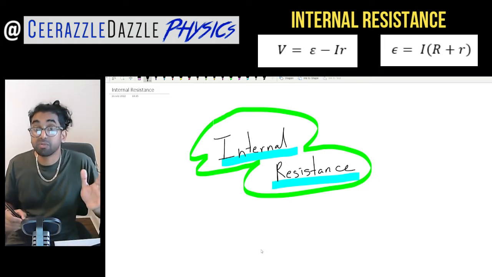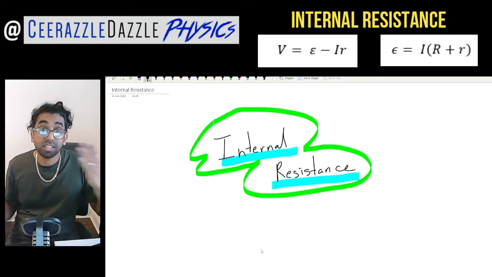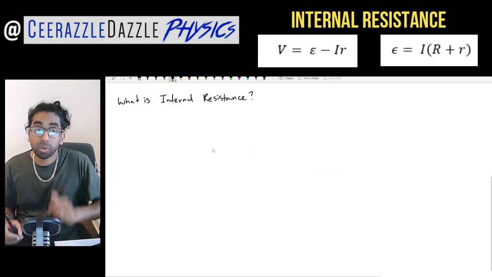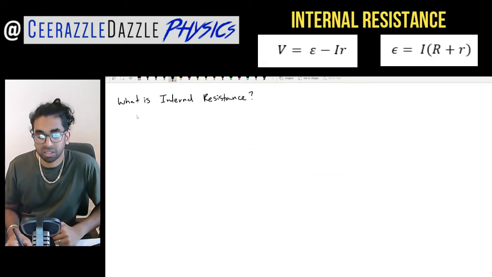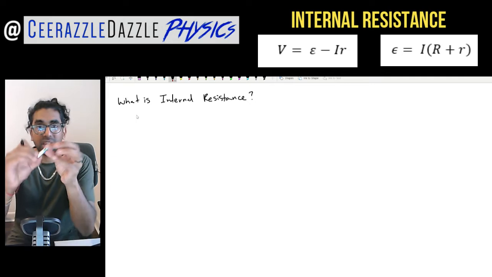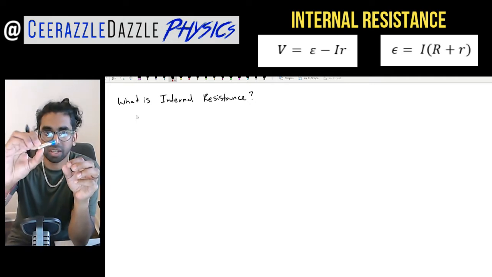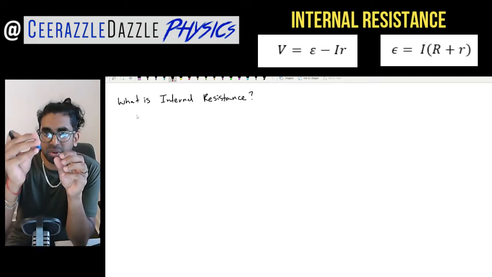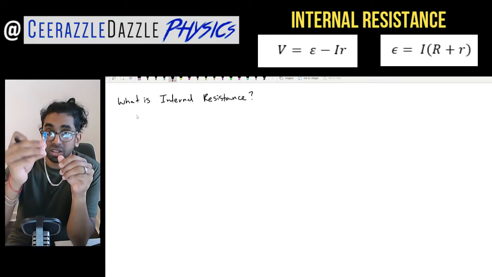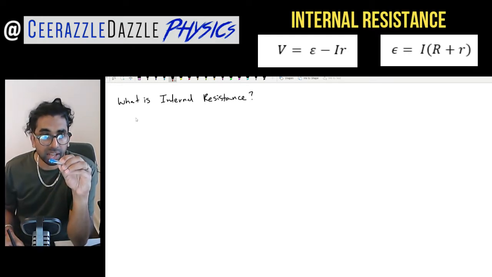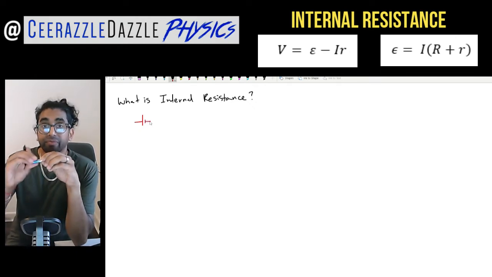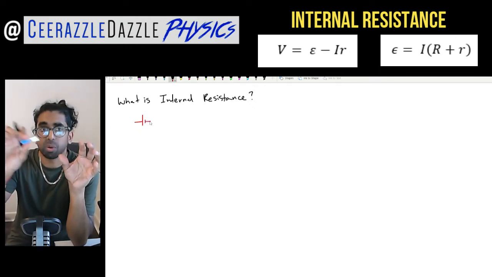Right, so first of all, what exactly is internal resistance? Let's get straight to it. Okay, so here we go, guys. So what is internal resistance? Let's just say we have this battery here. Hopefully you know what a battery is. This one's a AAA battery. I'm just going to draw it in a circuit symbol. Here we go. Here's a cell, which you know about, yeah?